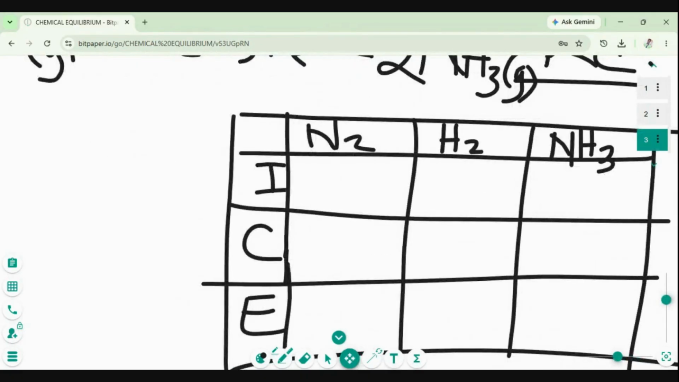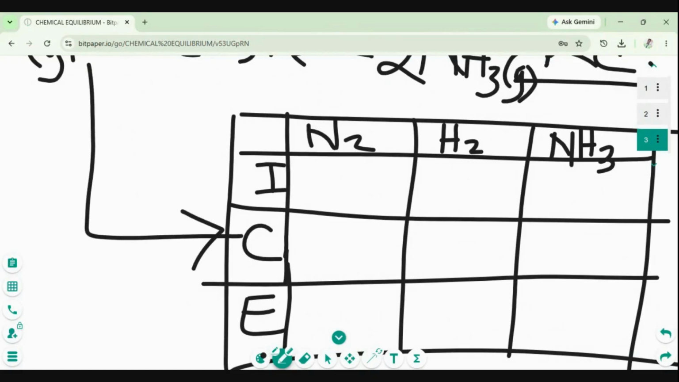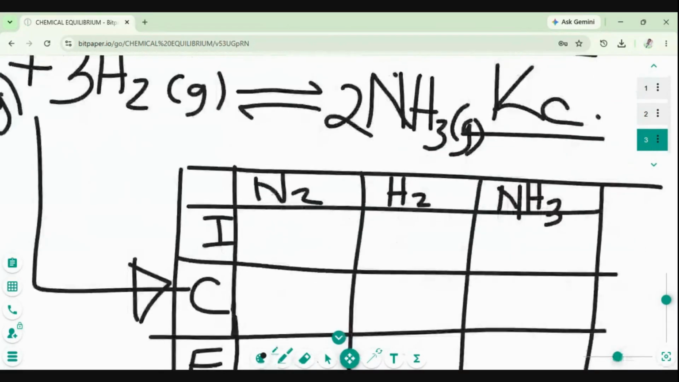I repeat, why am I interested in the stoichiometric equation? It's because when I have that equation, I can use it to get the C for the ones that I don't know. That is very important information. When you pick that, wow. Chemical equilibrium, very easy.